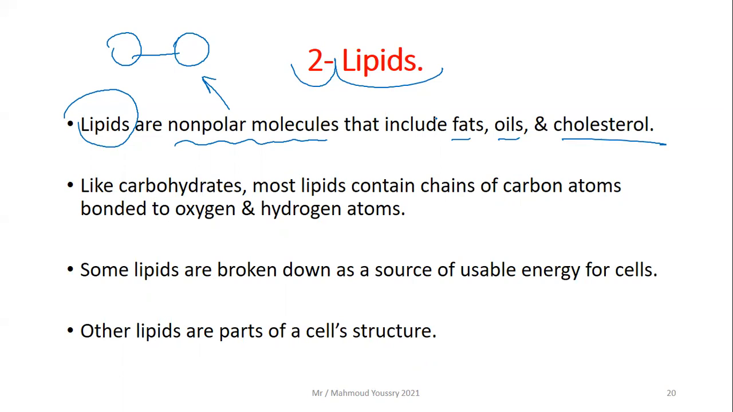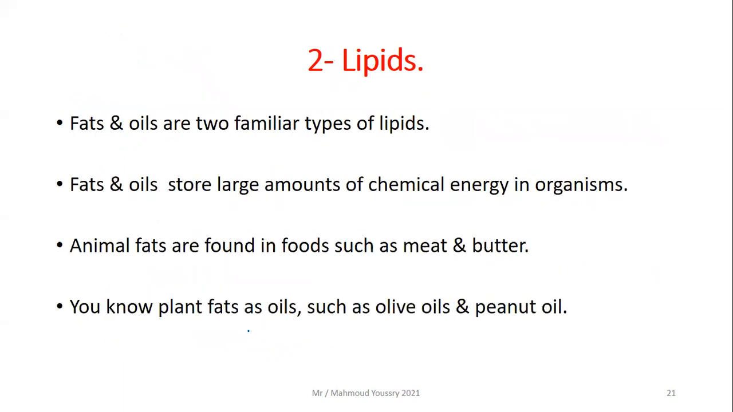Like carbohydrates, most lipids contain chains of carbon atoms that are bonded to oxygen and hydrogen atoms. Some lipids are broken down as a source of usable energy as well. Other lipids are parts of the cell structure, and we will learn which parts of the cell structure.